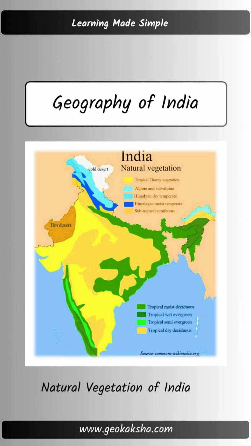Welcome to today's video. We are going to explore the major types of natural vegetation found in India. Each one is uniquely adapted to its environment and plays a vital role in maintaining ecological balance and supporting local livelihoods. Our journey begins in the heart of India's tropical rainforests.